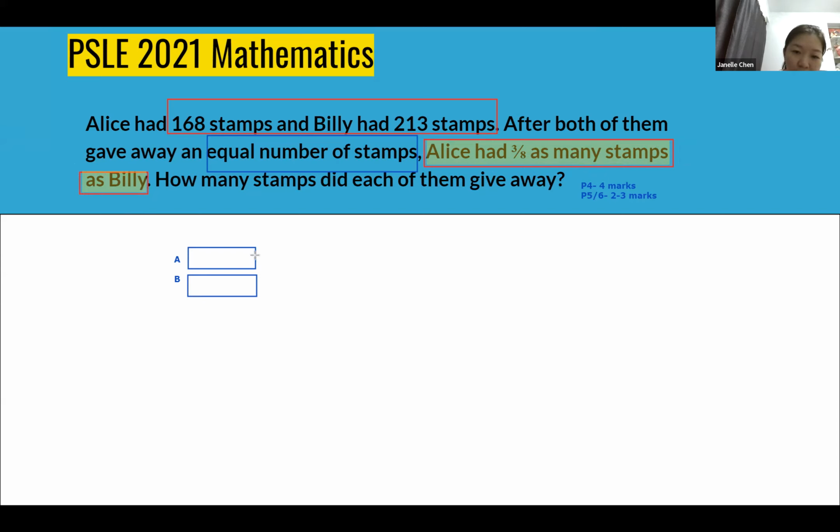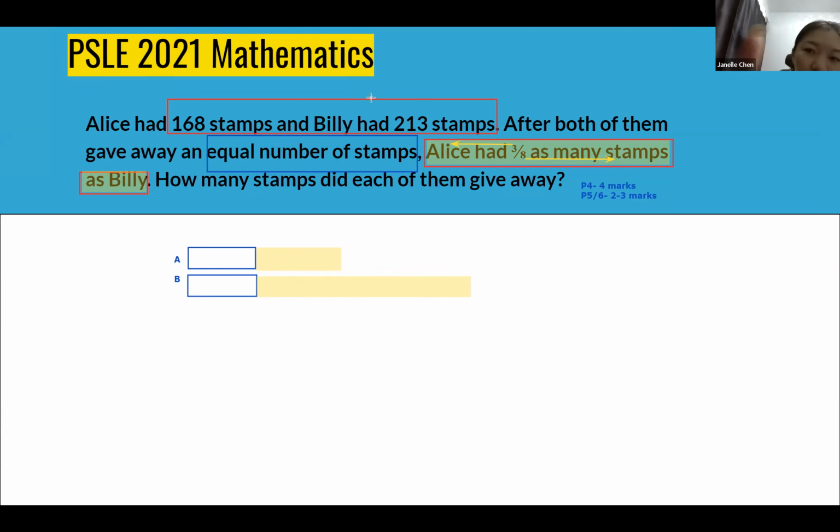So if I start with the second part here, Alice should have 3 units, and then Bill should have 8 units. How do I know that? Because the one on top is always for the in front person, and the bottom denominator is always for the behind person. So Alice has 3 units.